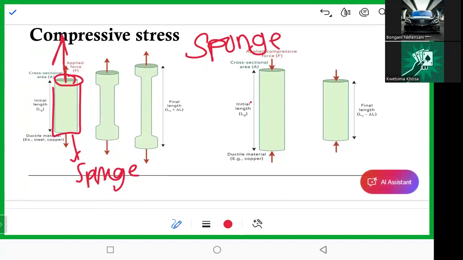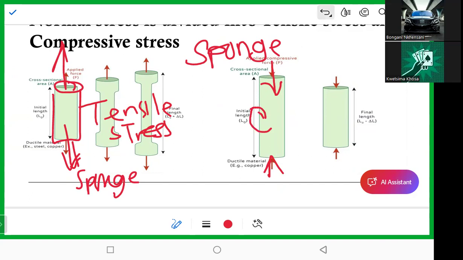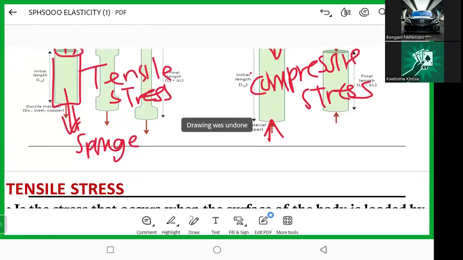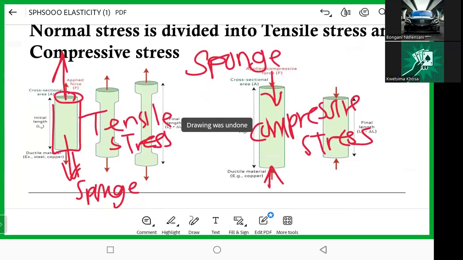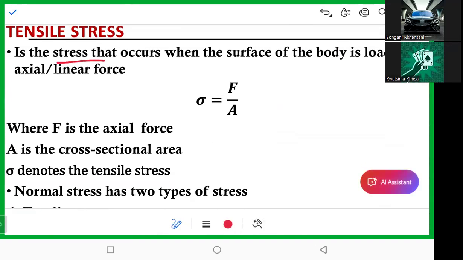Then if you are pulling that sponge, the force that you are applying is what we call tensile stress. And then if you are compressing your object, then we're talking about what we call a compressive stress. So now these are the two types of normal stress: tensile stress and compressive stress.